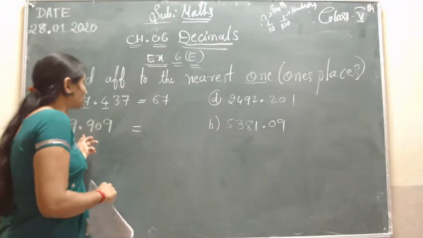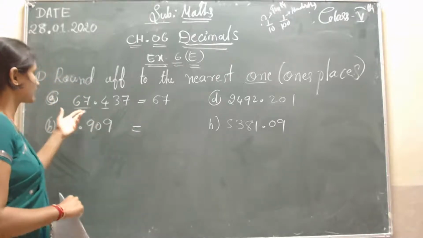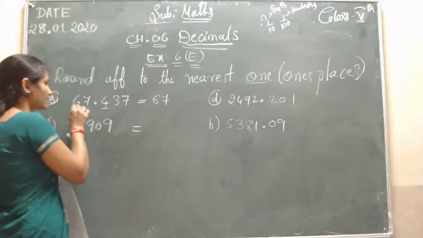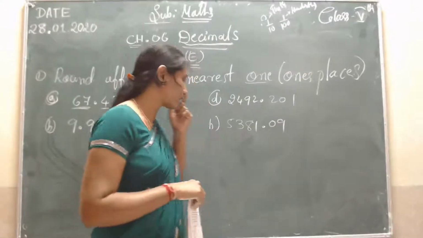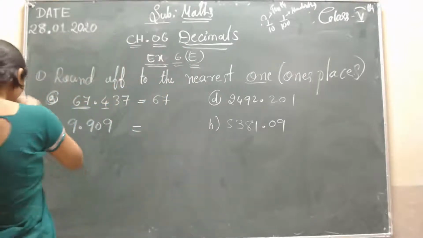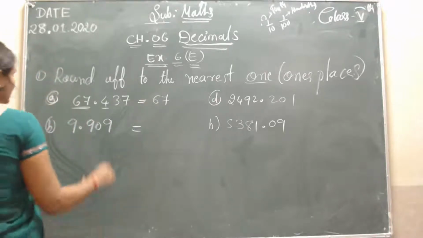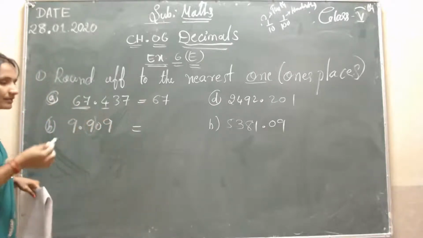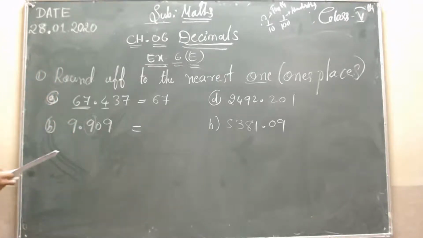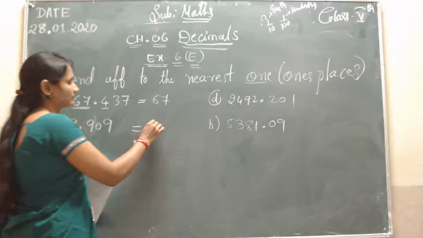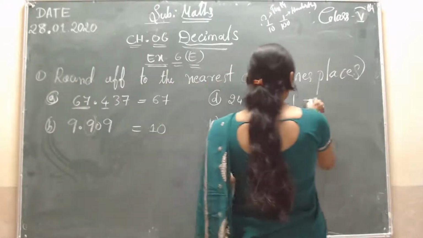Here we round off to the nearest one. The one place in 67.437 is 67, so 67 is the nearest of ones. Next, question number B, 9.909. Here the one place is 9, and the digit after it is 9, a strong number. So the nearest of one is 10. Students, now see D.